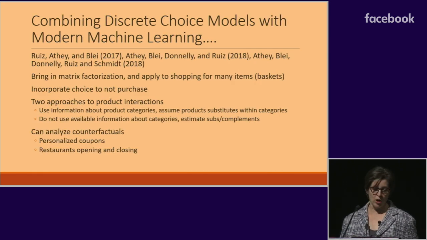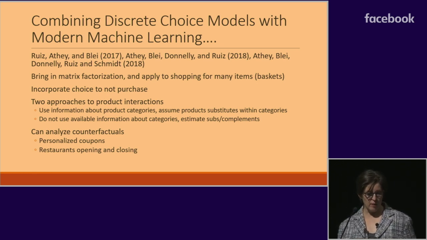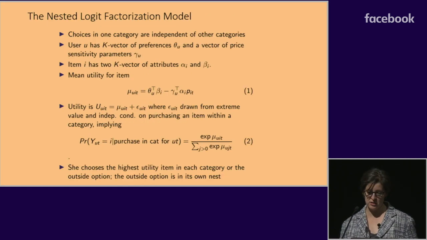We're also going to use modern computational techniques. Historically, marketing people used Markov chain Monte Carlo, but that didn't scale very well. And so we're going to use variational inference. And then we're also going to do some things for the case where we use data about the product hierarchy: we're going to study products where people only choose one of them, and so we're going to use that fact in our estimation.